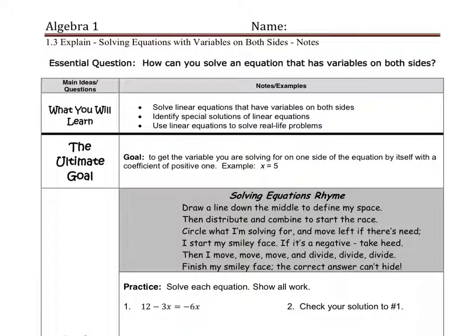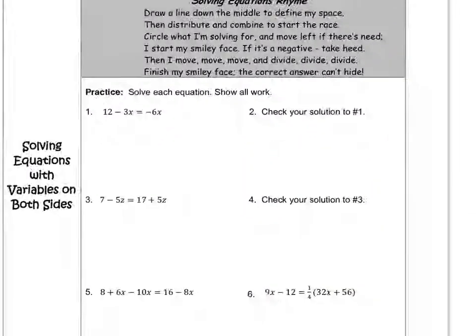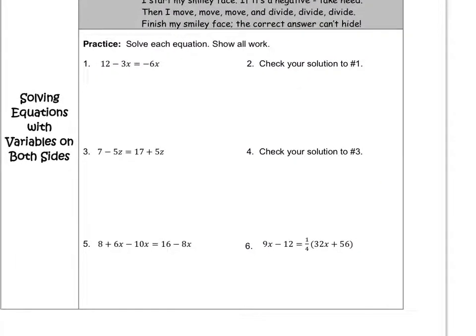Today's lesson is going to continue building on solving equations that we started last lesson using our solving equations rhyme. We're adding a little bit of a level of complexity, but don't worry about it. It's handled in the rhyme. Now you're going to be looking at equations that have a variable on both sides of the equal sign. So let's look at this first practice problem number 1.